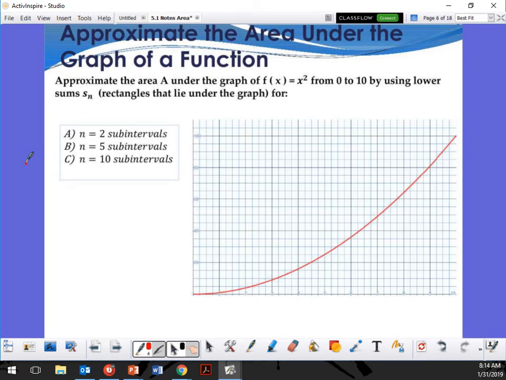Okay, so this is 5.1, the second part of the notes of Calculus 1. Yesterday in the previous notes we did part A and part B, and today we're going to do part C for the same function, 0 to 10, using lower bounds with sums of rectangles. Under the graph, these are all going to be the left-handed intervals. So as I make my little rectangles, it's always the left hand.